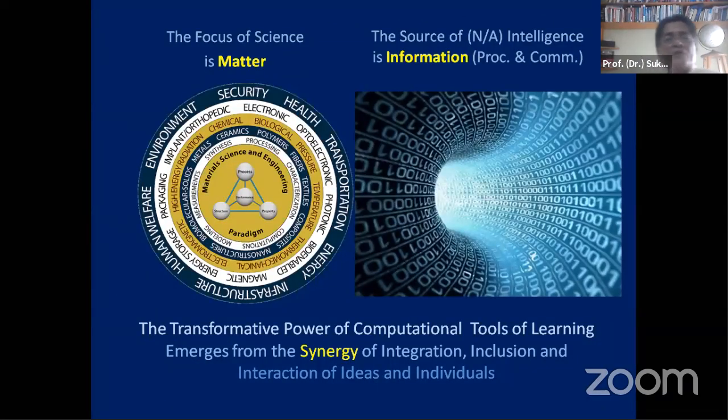Essentially, the focus of the science of materials is matter. And the source of natural or artificial intelligence is information, information processing and communication. The transformative power of computational tools of learning emerges from the synergy of integration, inclusion, and interaction of ideas and individuals. And in the 5 days starting now, we would be engaged in these 5 I's.